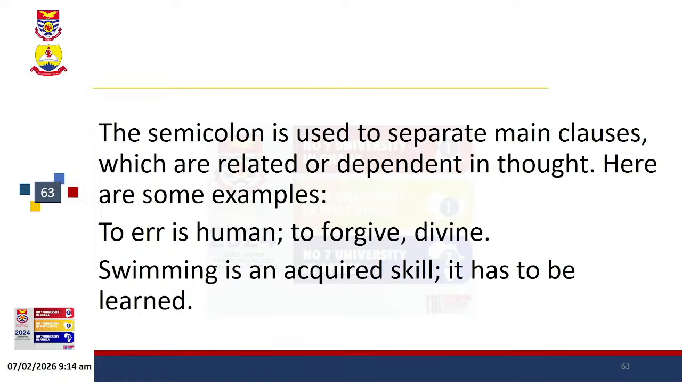Now this semicolon here indicates that the two parts of the sentence are related, okay, through some dependency, sometimes through addition of information, sometimes through consequences. So to err is human, to forgive, divine. Swimming is an acquired skill; it has to be learned.